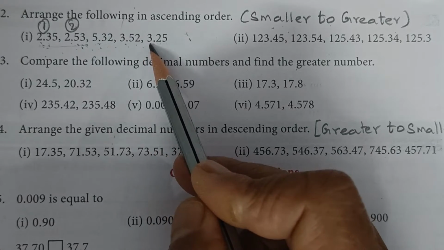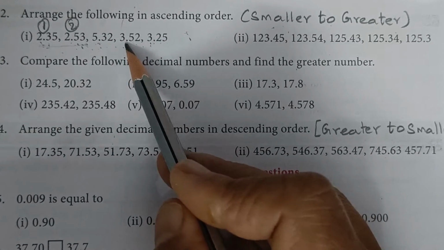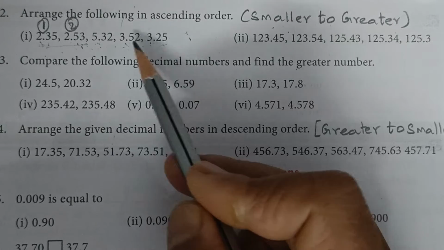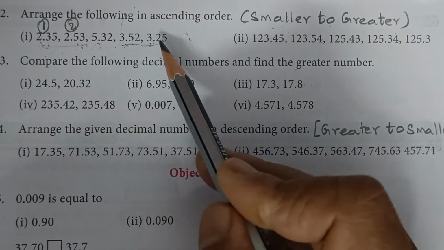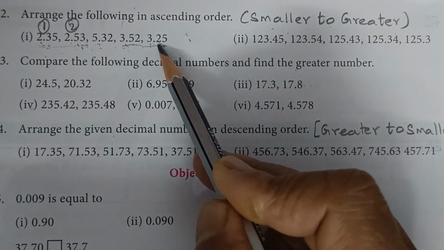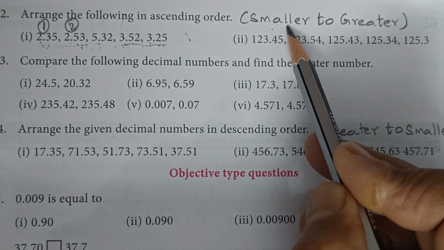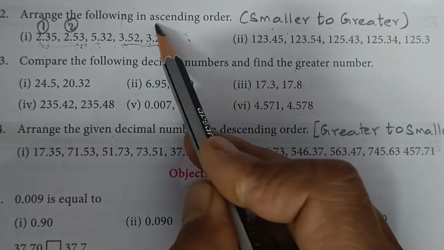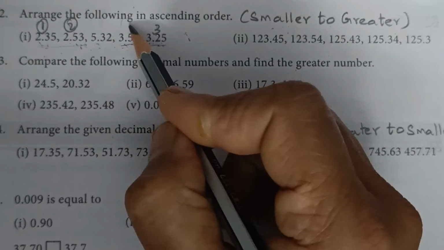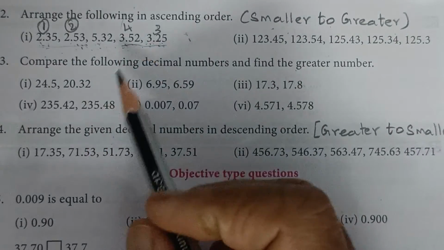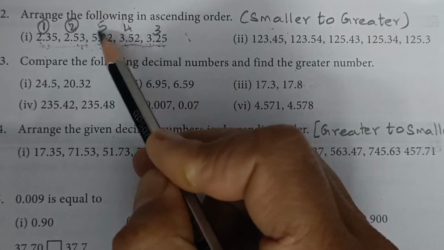Now compare the rest of the three numbers. 5, 3, 3. Which is smaller? 3 is smaller. In whole number 3, we have 2 numbers. So in these two, compare the tenth place. 5 tenths, 2 tenths. Which is smaller? We have to go from smaller to greater. Smaller is 2. So this is the third smallest. First one, second one, third one, and this is the fourth smallest. Then 5.32 is the last one.